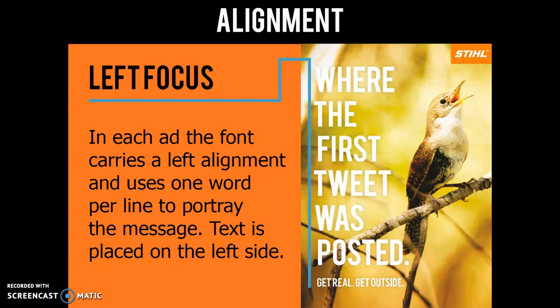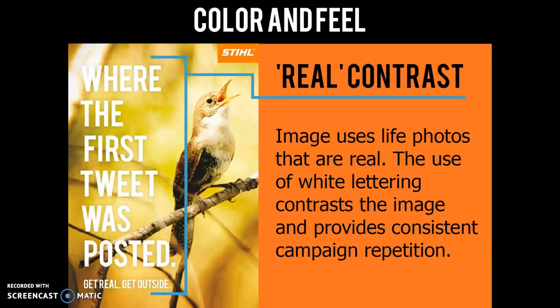As you can see in this image and throughout the campaign, all of the typography is aligned left, and they also use one word per line. It is also placed on the left side of the ad. In this case, each picture has a real feeling to it, meaning that the picture is familiar and it's something that each of us can identify with as having either seen or experienced in some way or form in the past.